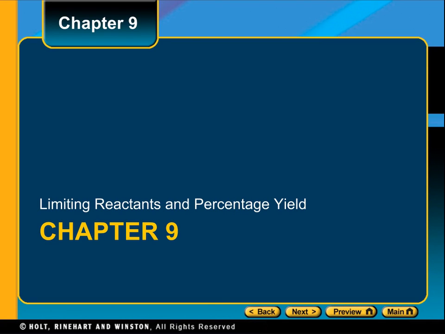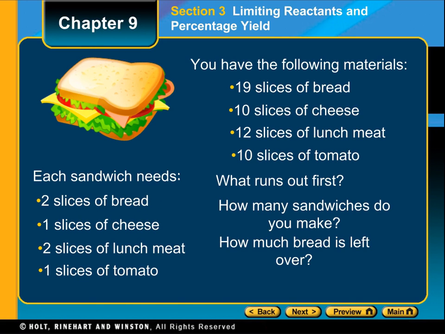This screencast is about finding the limiting reactant and excess reactant when you're given a stoichiometry problem and you're trying to figure out which item runs out first. Here's an example. You have this sandwich recipe, where you need 2 slices of bread, 1 slice of cheese, 2 slices of lunch meat, and 1 slice of tomato to make this particular sandwich.